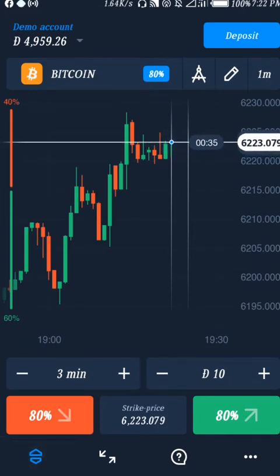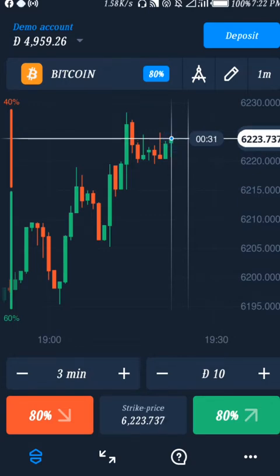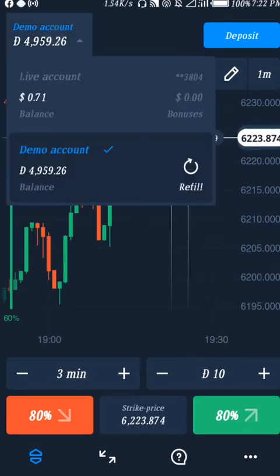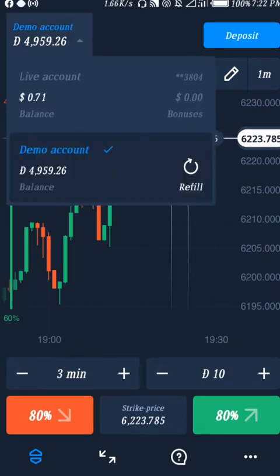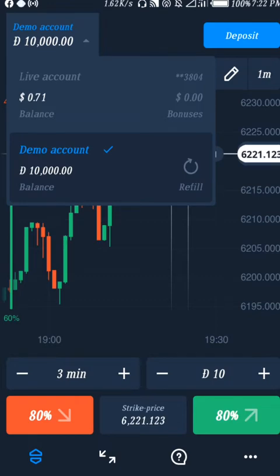Okay, so now let's talk about the next topic, which is how to reduce your demo account. Usually they'll give you 10,000, so I'm going to click on this refill button here to increase it to 10,000. So that's what you will have as a new person in your Olymptrade account, $10,000 in your demo account for you to practice with.